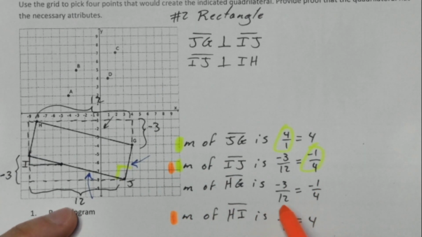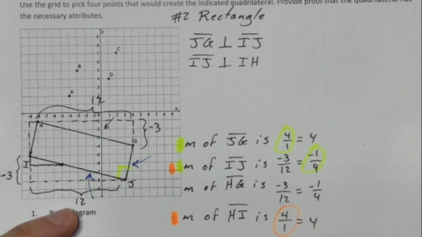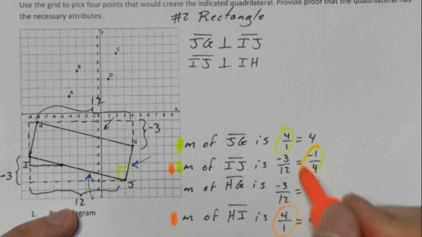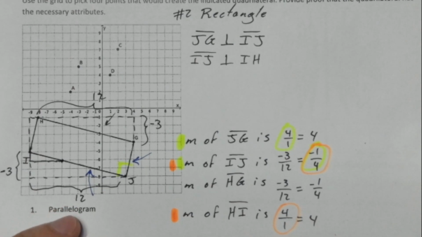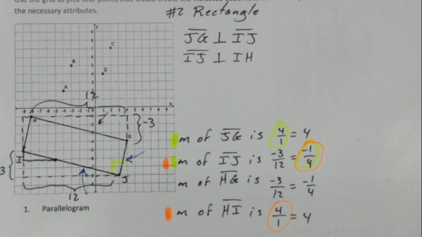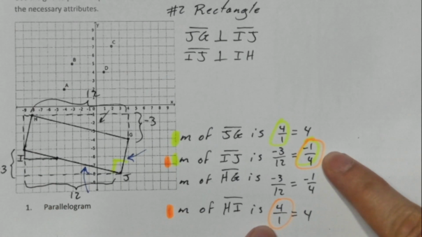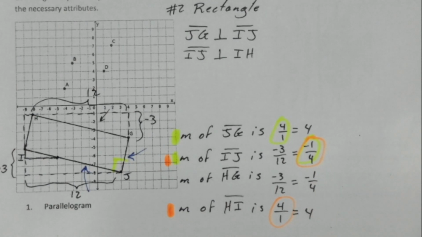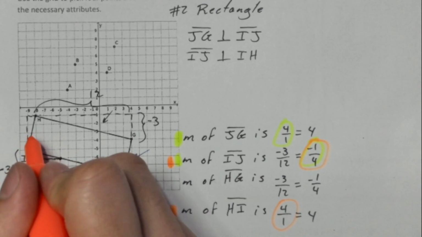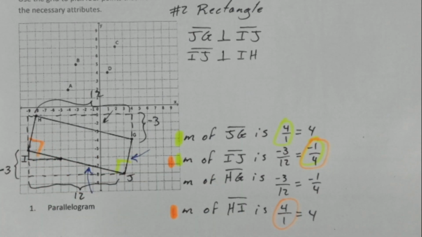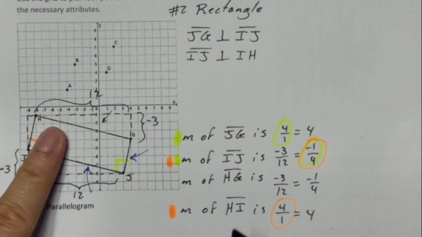Let's take a look at the slope over here, and the slope of this one, well, it's again this one. Again, notice they're flipped, which is reciprocals, and one of them is positive, the other one is negative, which means they have opposite signs. This is opposite reciprocals, so this one is also perpendicular.